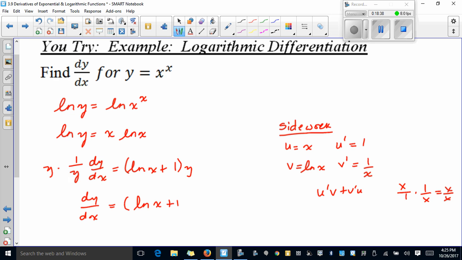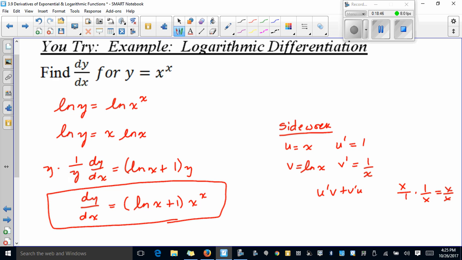This one didn't seem as bad because we didn't have trig functions to worry about. There was a lot more going on with the other one. So if you're going, when am I going to use logarithmic differentiation? How am I going to know to use it? You're going to have a variable in the base and a variable in the exponent. So you have the variable twice, and what you have to do is be able to pull that variable down.